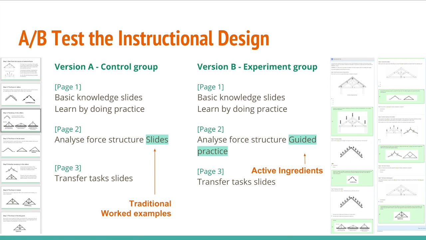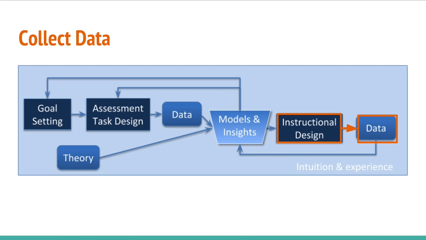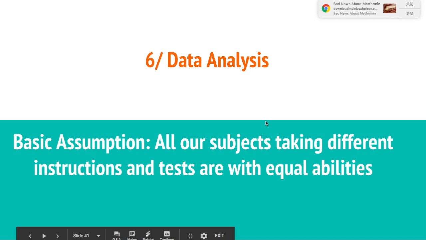And for the A/B testing of this innovative principle, version A, the control group, is mostly the traditional work example slides, and version B, the experiment group, is our active ingredients. Everything else remains the same, and the contents of the two versions of page 2 are the same. It's just the interactive format that is different. Then we did data analysis.